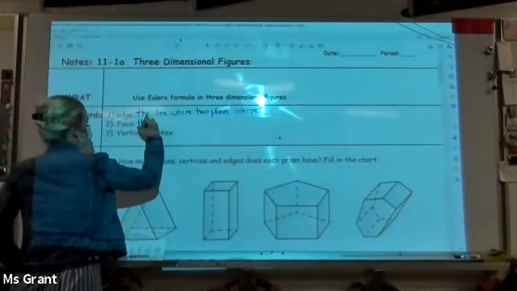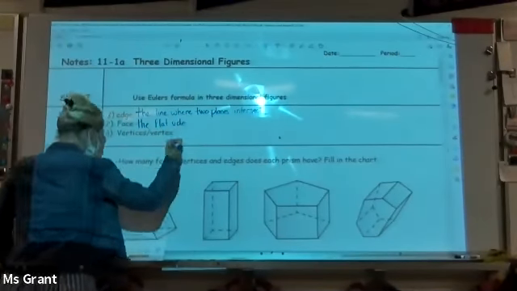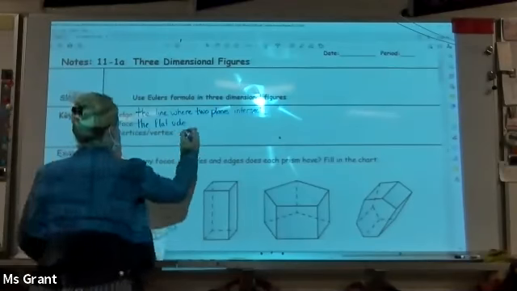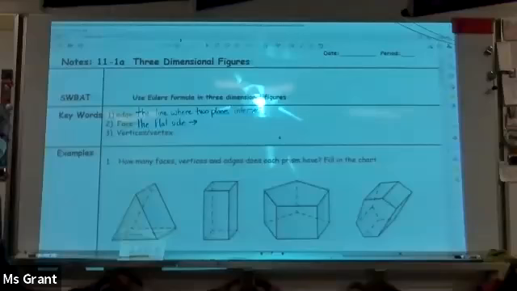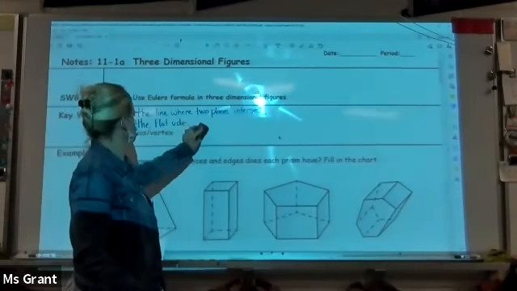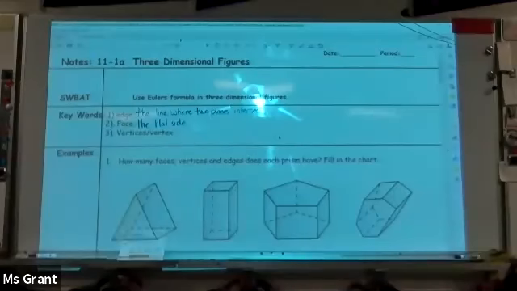The face is the flat side. So the side of any shape, it could be a triangular side, it could be a rectangle side, a pentagon, a hexagon side, they're all faces. I could even have a circle side if I was talking about a cylinder.